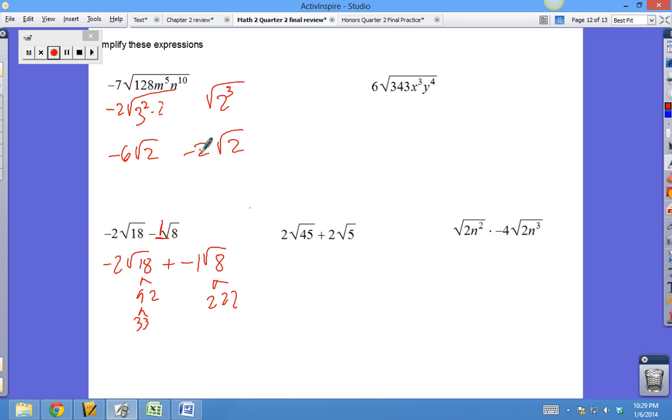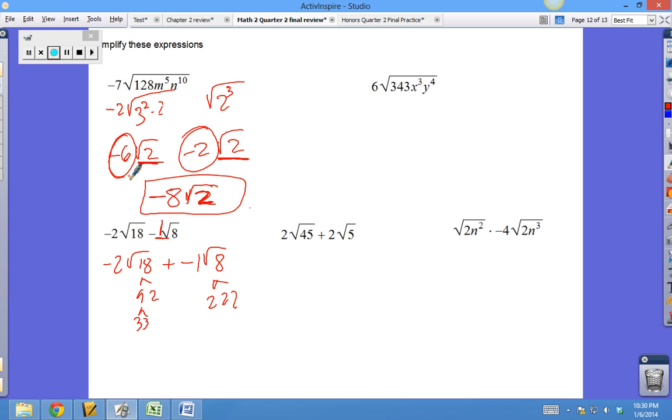And now, because they are both square roots of 2, they are like terms and you can add them. And you only add the numbers in front. So negative 6 and a negative 2 gives you a total of negative 8 square roots of 2. And that is your answer.